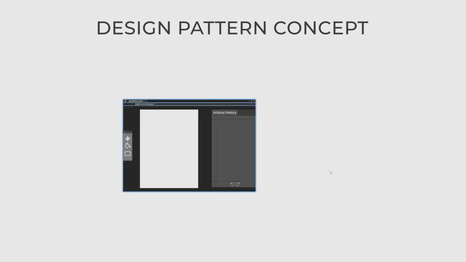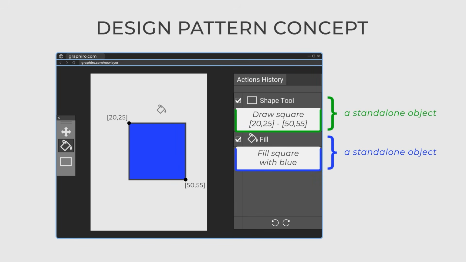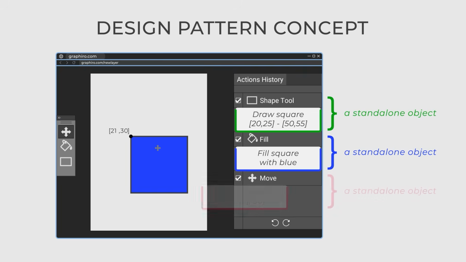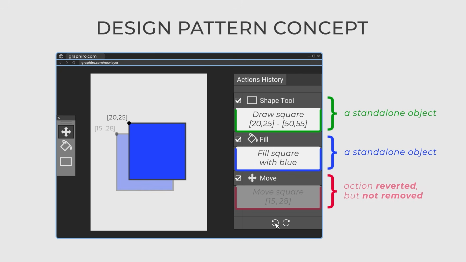The command is a behavioral design pattern that turns a request into a standalone object, containing all information about the request. This decoupling allows for parameterizing clients with different requests and supports undoable operations.